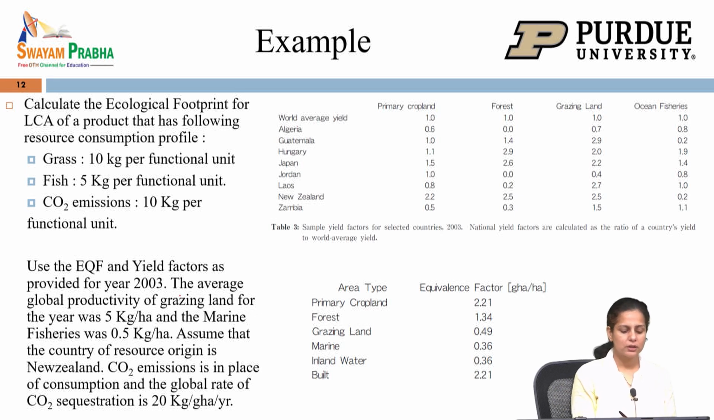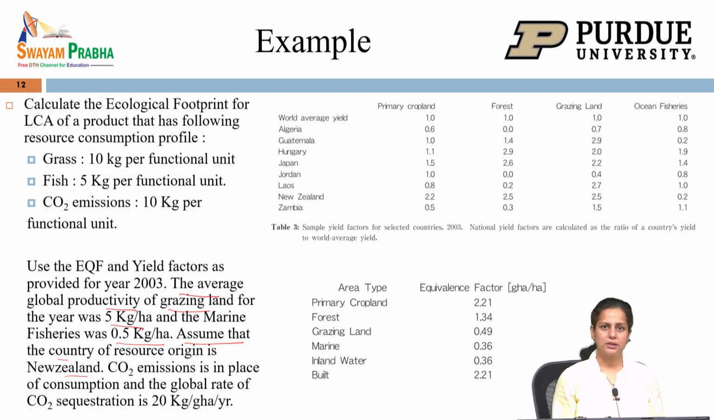We are also giving the average global productivity of grazing land as 5 kg per hectare, and the marine fisheries was 0.5 kg per hectare. So, you also know the productivity in terms of per unit land. And we are asking you to assume that the country of resource origin is New Zealand. So, take 30 seconds and let us just calculate the ecological footprint associated with grass first. Okay.